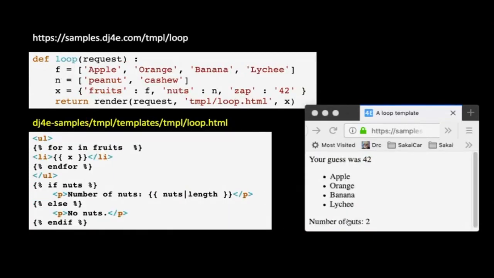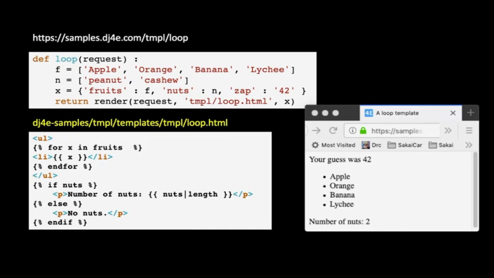Now we can talk about some loops here. I am passing in two arrays: apple, orange, banana, and lychee. And then I'm passing another array called n with peanut and cashew. And then I'm going to create a context. In that context, I'm going to have fruits point at the list F, nuts point at the list N, and then zap is just the string 42.